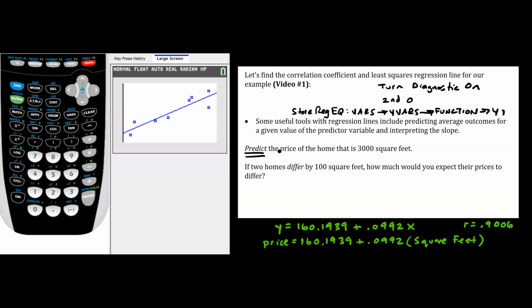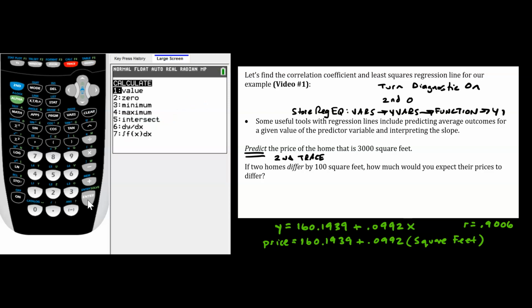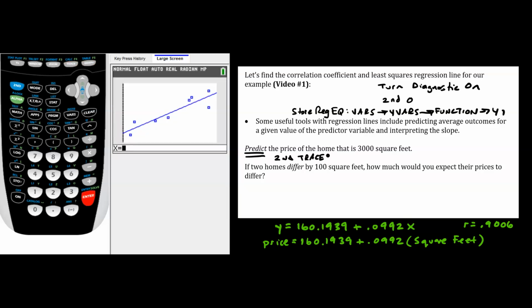So what we're going to do is press second trace, and this is going to take us into the calc menu, and I want you to press number 1 on value. And when you hit enter at value, it'll prompt you for an x value. It'll say, okay, give us the x value, then we'll give you the value. And we want to know the price of the home that is predicted when the square footage is 3,000 square feet. So I plug in 3,000 and just press enter.